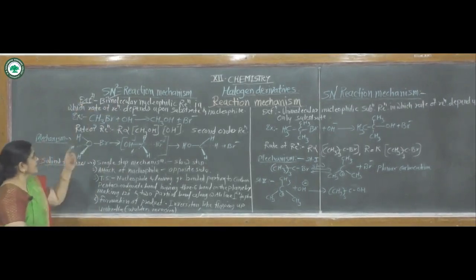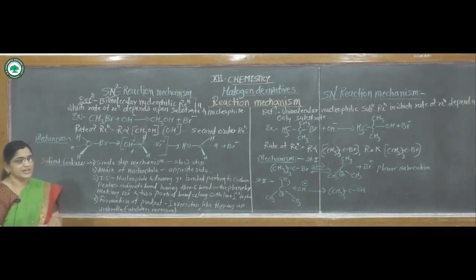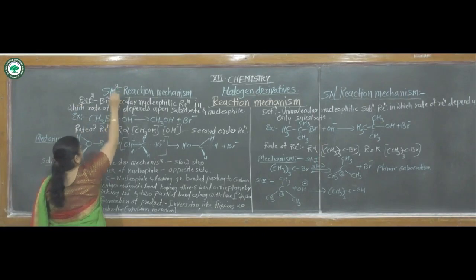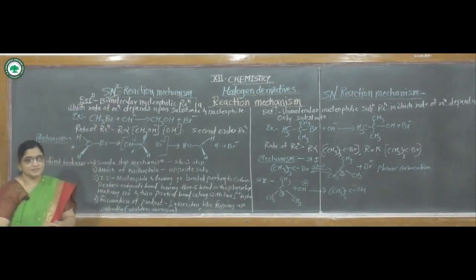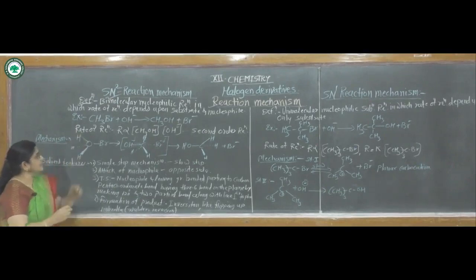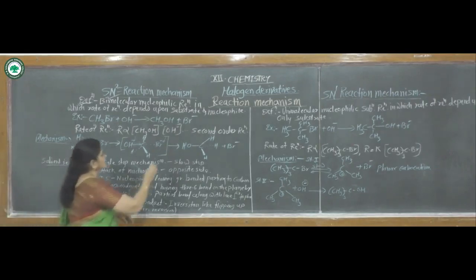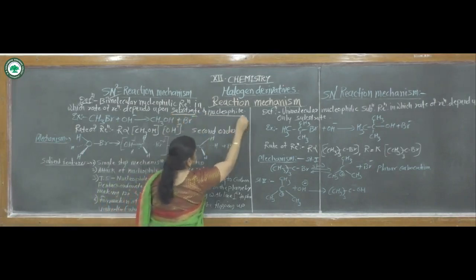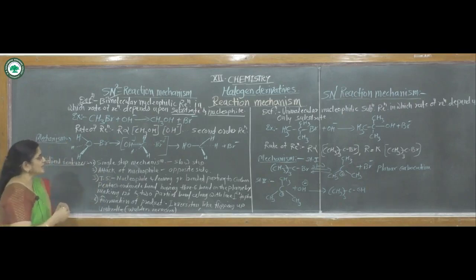SN2 means bimolecular nucleophilic substitution reaction. 2 stands for bimolecular, N for nucleophile and S for substitution reaction. It is a bimolecular nucleophilic substitution reaction in which the rate of reaction depends upon the substrate as well as the nucleophile, hence it is called a bimolecular nucleophilic substitution reaction.